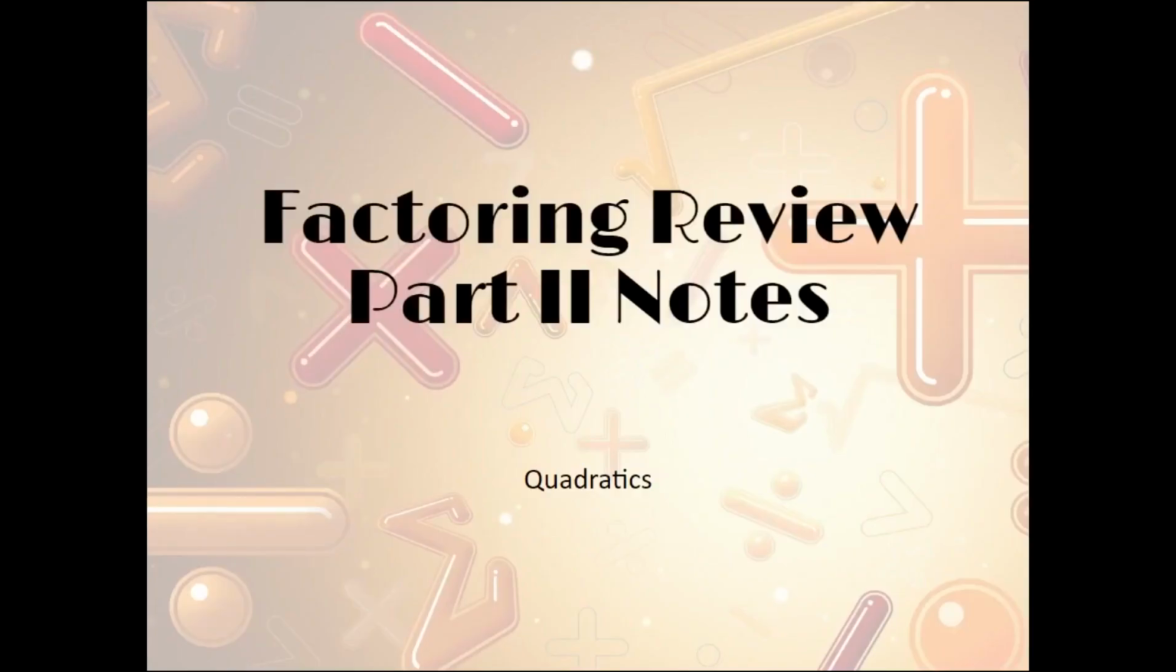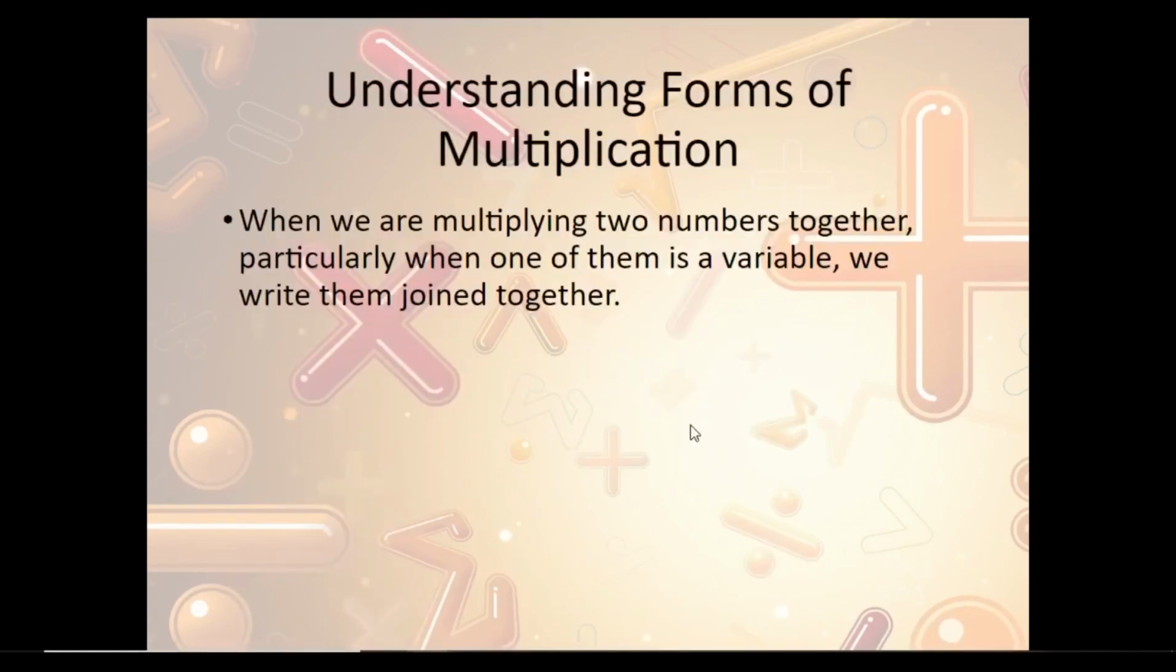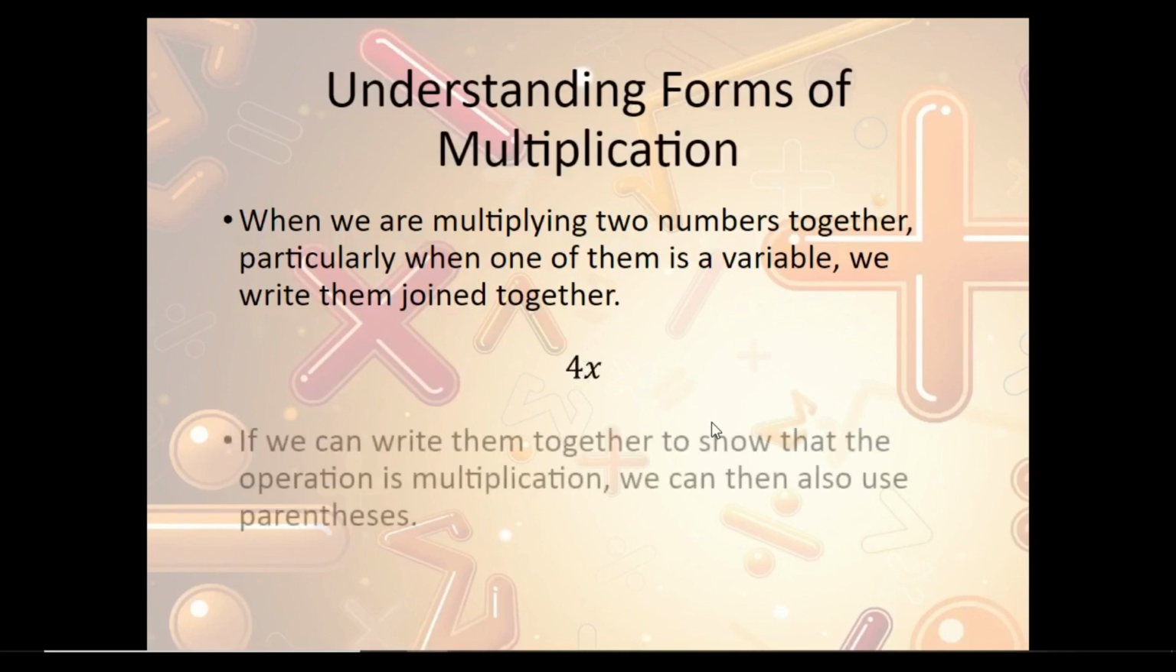Let's take a look now at the Factoring Review Part 2 notes. The notes begin with the learning goals and success criteria. Understanding multiple forms of multiplication. So when we are multiplying two numbers together, particularly when one of them is a variable, we write them joined together. So we're multiplying 4 times x, and we write them joined together.